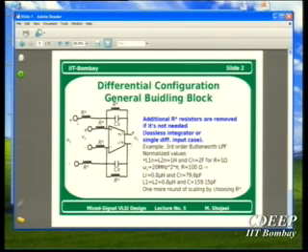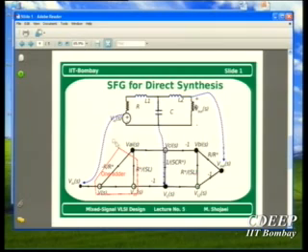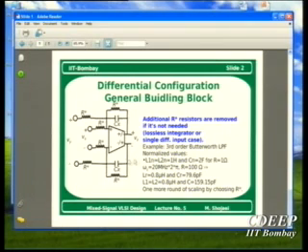This number of inputs can increase depending on the number of inputs we have in the SFG. Like here we have three. We can have three inputs. So if you notice, everything is differential. This is a differential op-amp.